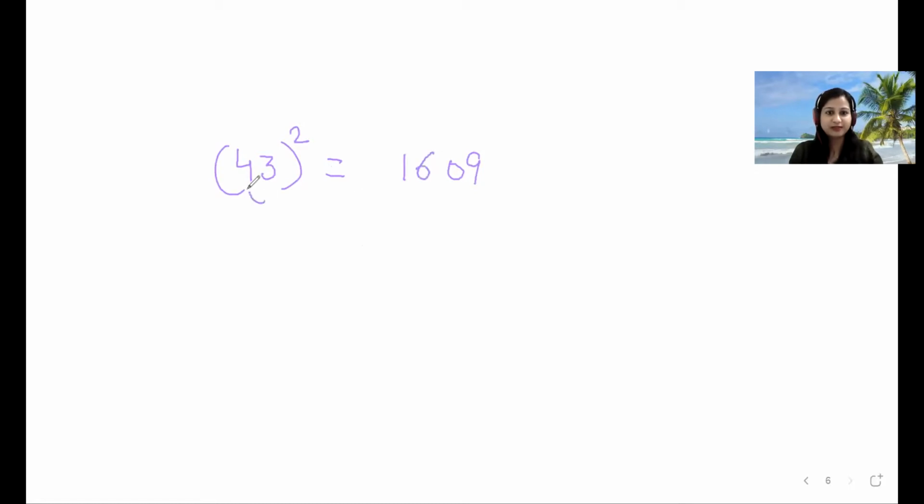Square of the tens place. Then multiply the digits: 4 times 3, 12, and then multiply it with 2. 24 you're going to write in the middle. Now you're going to add. So it will be 9, 4, 8, 1. That means 1849. Okay, let me give another number quickly.